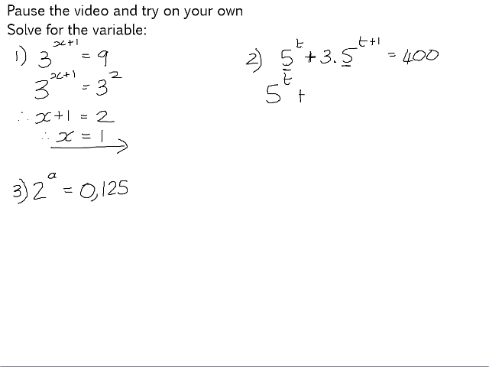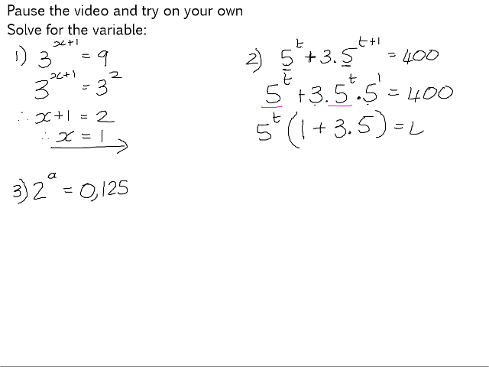So 5 to the power of t plus 3 times 5 to the power of t times 5 to the power of 1. I'm just going to split that exponent. And we can now see that 5 to the power of t is a common factor. So we take 5 to the power of t out as a common factor. That leaves us with 1 plus 3 times 5. And as you can see here, by taking 5 to the t out as a common factor, we get it in a single base. Okay, so if we just tidy up that bracket, 3 times 5 is 15, plus 1 is 16, is equal to 400.